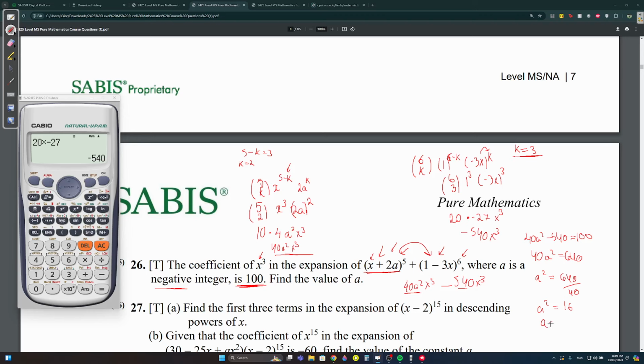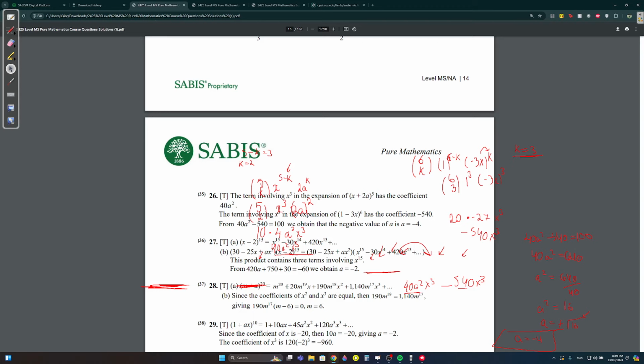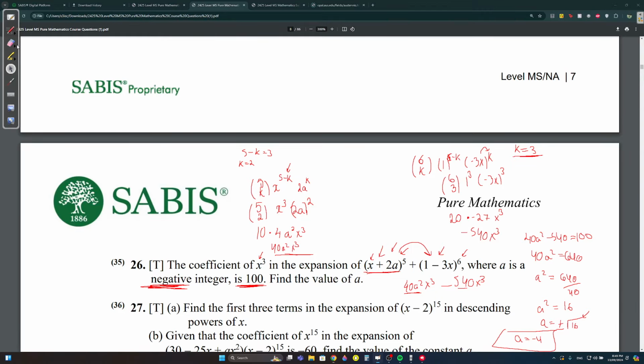Yeah, and then a equals plus minus radical 16, right? Remember, this is why they said negative integer. So a equals negative 4. Okay? Because they want a negative answer of radical 16. Okay? Which is negative 4. You get here, negative 4. 27. Yes. We're getting there, guys.